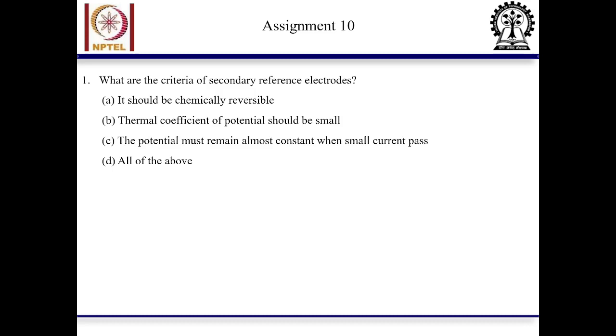The first question is, what are the criteria of the secondary reference electrode? It shows that it should be chemically reversible, the thermodynamic coefficient of potential should be small, the potential should remain almost constant when a small current passes, and so on. Now I will ask you to write the answer for question number 1. Then I will explain the criteria for the secondary reference electrode, and also what the primary reference electrode and secondary reference electrode are.